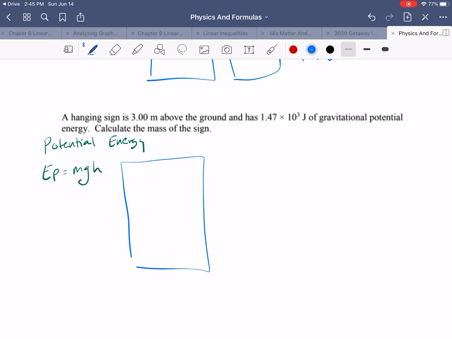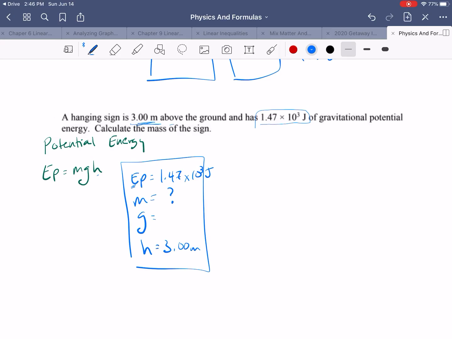So the sign is this many meters above the ground. So H is height. So I'm just going to write these down. M, G, H. Okay, so 3 meters above the ground is height. So 3.00 meters. Cool. So I've done that, and it has this much joules. Joules is always energy, you guys. So 1.47 times 10^3 joules. Calculate the mass. Oh, okay, cool.